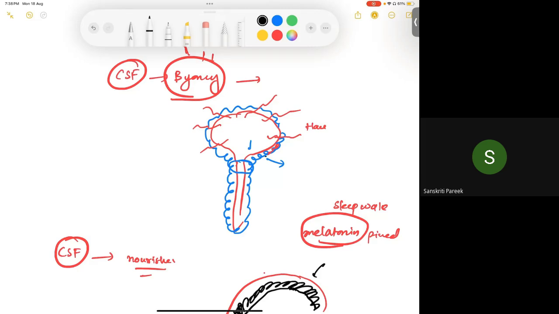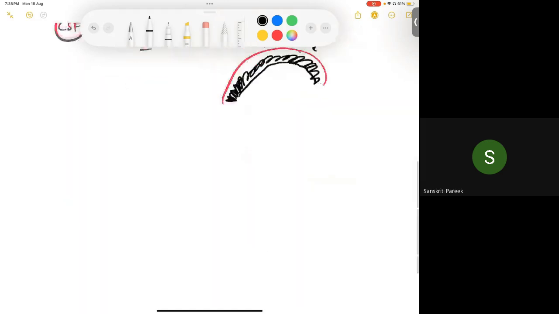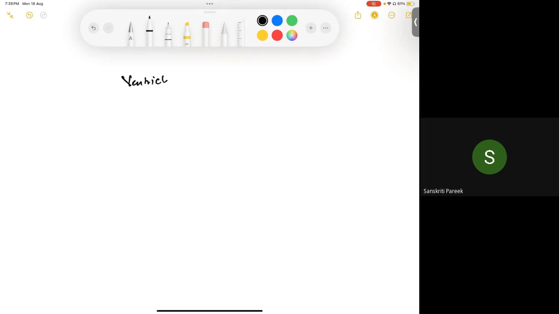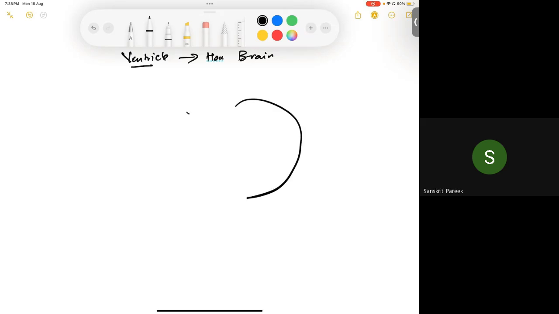Let's discuss where the CSF is formed. Do you guys have any idea? Ventricles. Perfect. Ventricles are basically hollow structures present within the brain. Different parts of your brain have different ventricles, and they have specialized structures, which we'll be discussing in a bit. The choroid plexus basically makes your CSF.